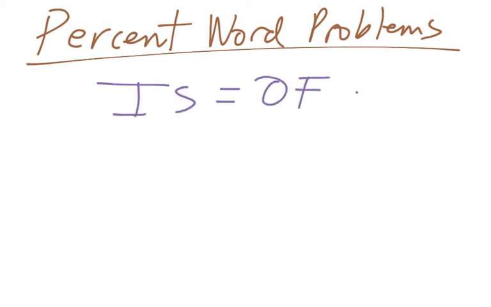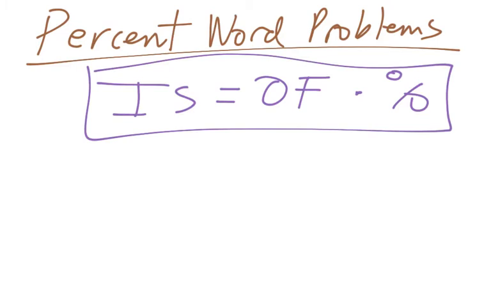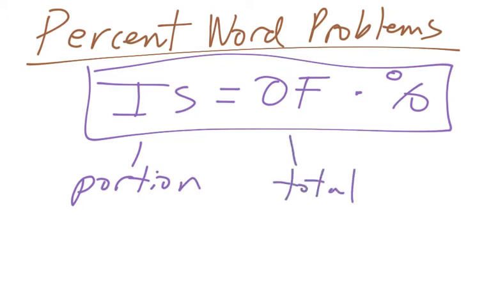Okay? So just so you're aware, just so you understand what these mean, because you can just plug in these values, but I want you to understand what it means. Is is a portion of your amount. Of is your total amount of things that you're working with, and then your percent, you know what that means. That's out of 100, right? A percent value. So that's what your is and of means.